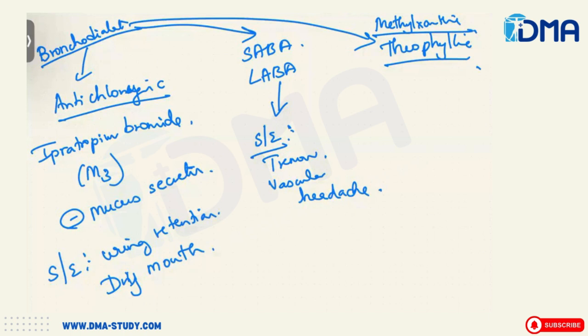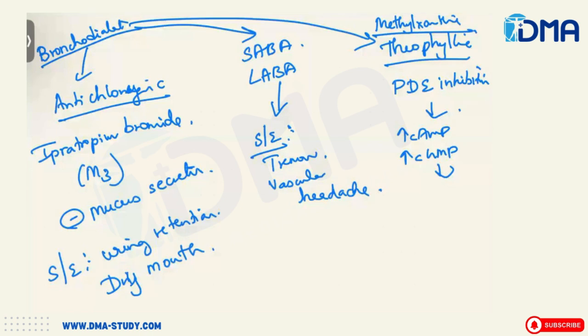How does this methylxanthine act? It causes PDE inhibition, phosphodiesterase inhibition, thereby leading to the accumulation of cyclic AMP and cyclic GMP, thereby preventing the airway inflammation and causing bronchodilation. This is how the methylxanthines will act.